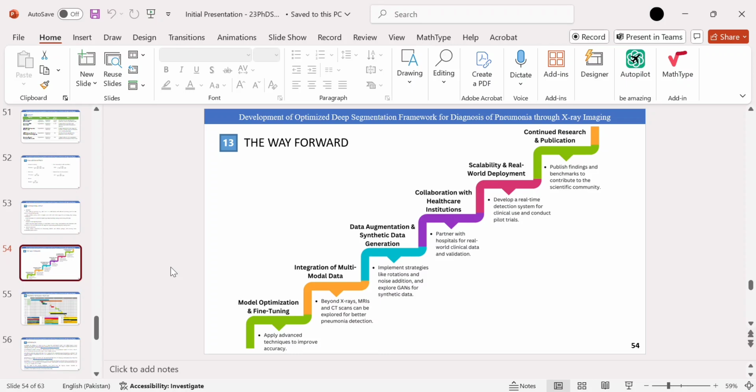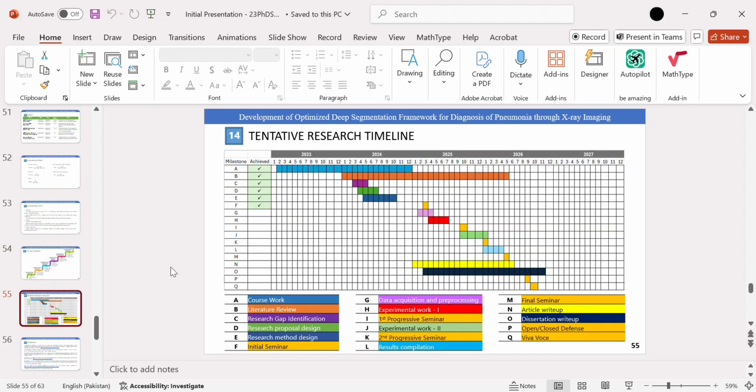The way forward, the next steps ahead, are refining the model, working on multi-modal data, and working on synthetic data generation, like generative AI in the data acquisition part, and then the collaboration with healthcare institutions, scalability, and real-world deployment. We can also work on explainable AI, that is, how the deep learning model made certain decisions, to understand the interpretability and the transparency. And the continued research publications.